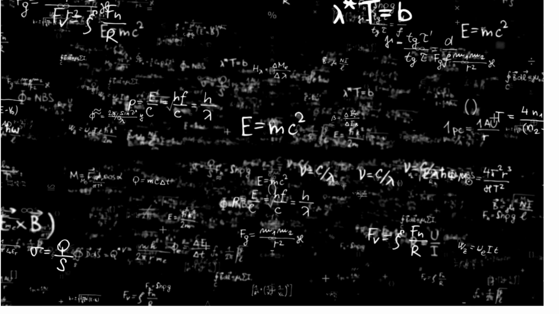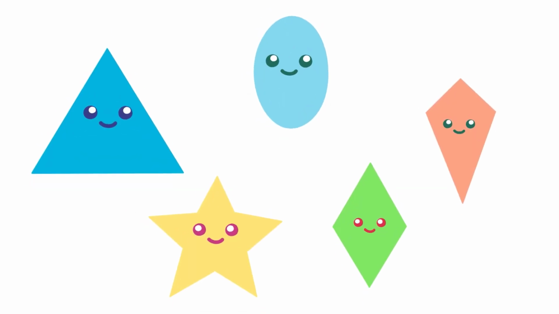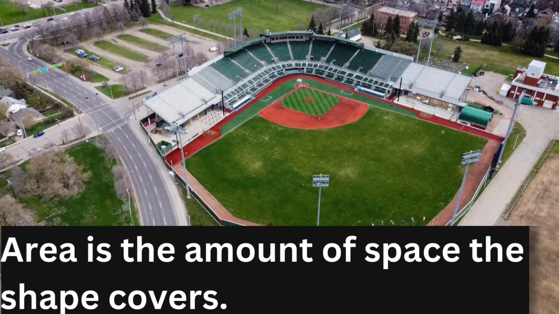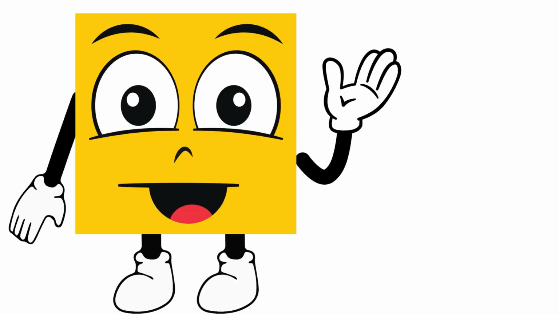Now, don't be fooled into thinking that the squared part means we're dealing with some high-flying mathematics. It's just a way to express that we're dealing with a two-dimensional space. You know, like a flat piece of paper or a screen. Remember, the area is all about the amount of space a shape covers.